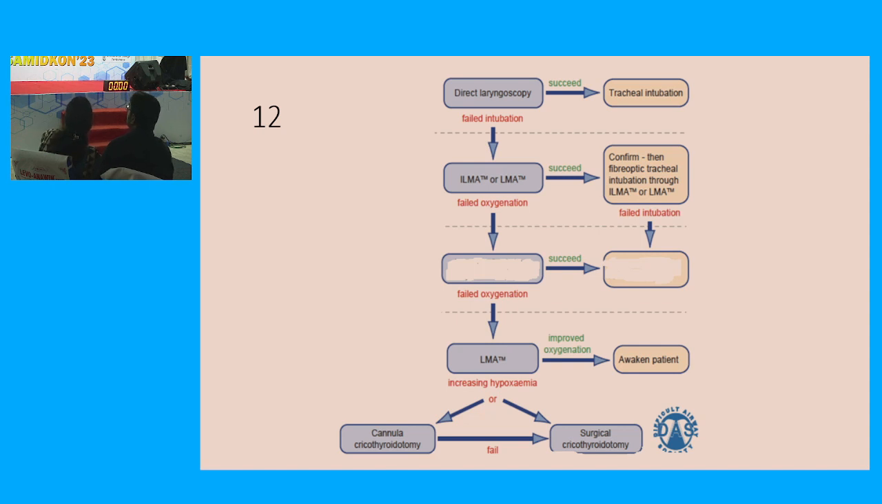Mask ventilation. Very good. You have one more sector. If you fail to oxygenate by mask ventilation, you will have to go to the next one. What is that? How can you miss that? Being an anesthesiologist, you are not supposed to miss that.